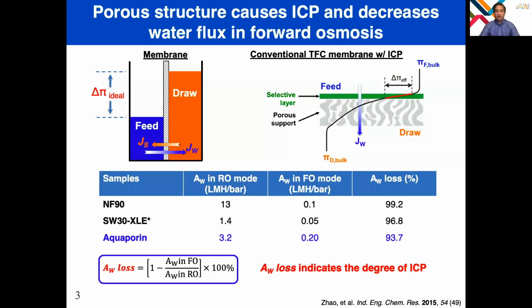A previous study from our group had demonstrated that TFC membranes such as NF90 or SW30 membrane, or even the state-of-the-art FO membrane Aquaporin, which also has the TFC membrane configuration, can exhibit more than 90% loss in driving force. This is indicated by the lower water permeance during FO as shown in this table here.